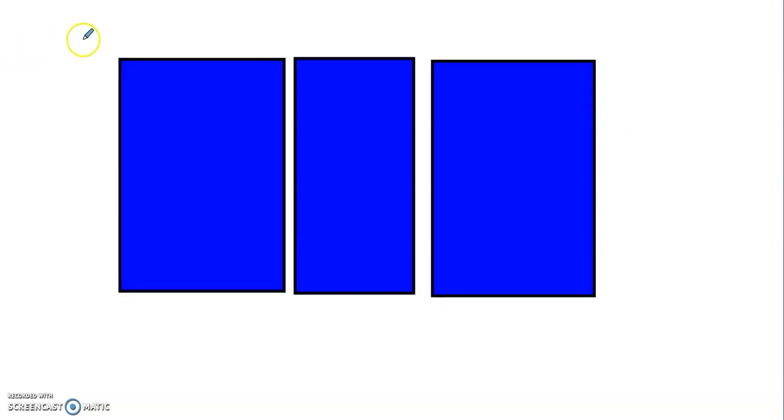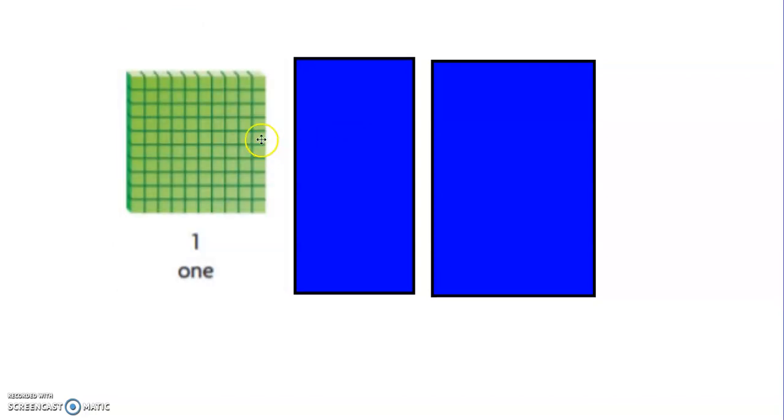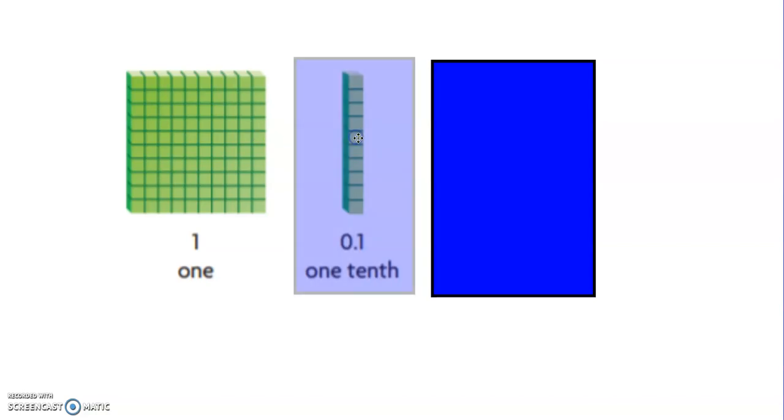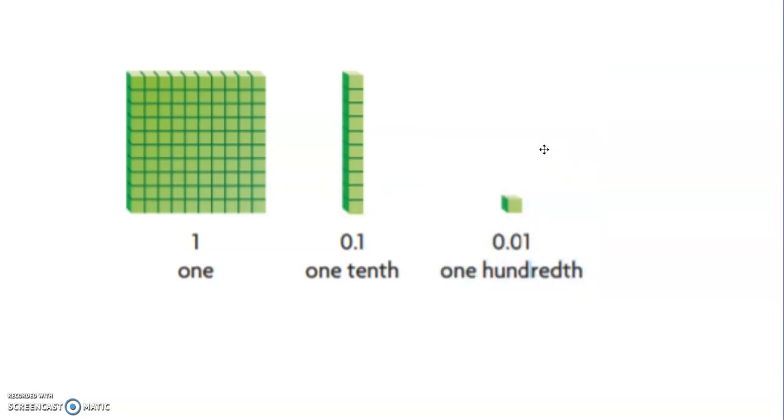So again, as a reminder, we have our base 10 blocks that we use. We use the flat to represent 100 pieces or 100 pennies in a sense, which is our whole. Then we also use the longs to represent our tenths, right? And then we represent the singles, which represents our hundredths, right?